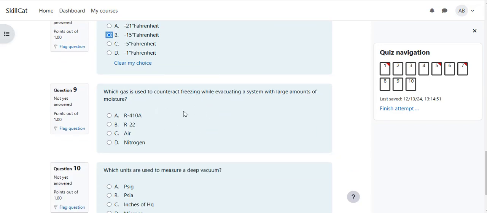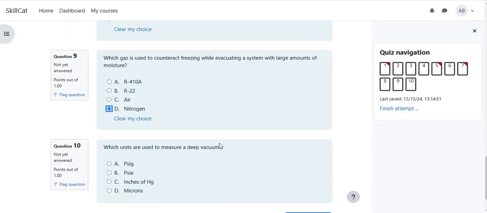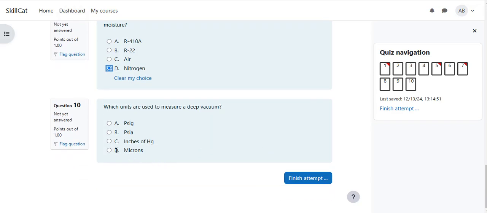Which gas is used to counteract freezing while evacuating a system with a large amount of moisture? Nitrogen. Which unit is used to measure deep vacuum? Microns. Let's check.